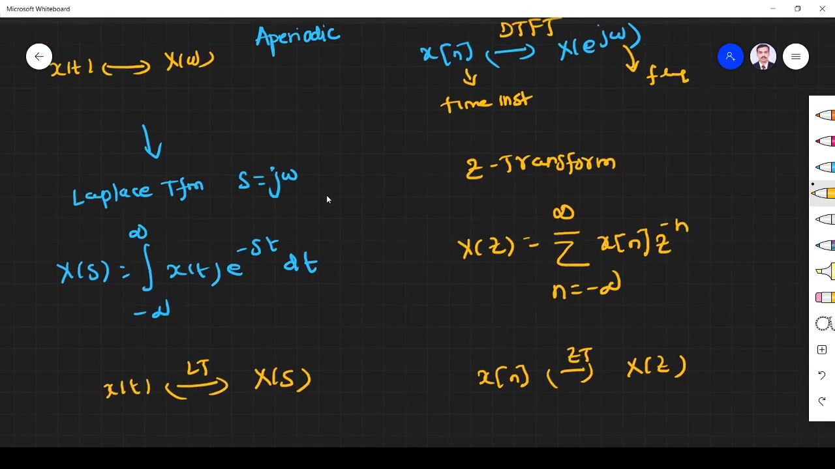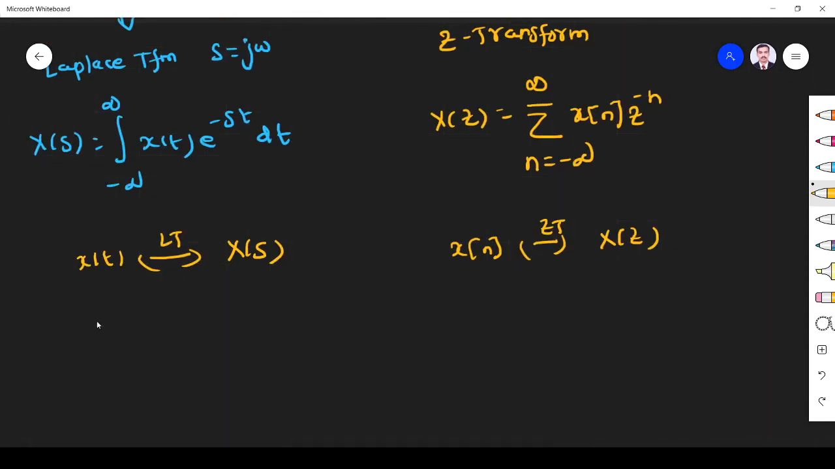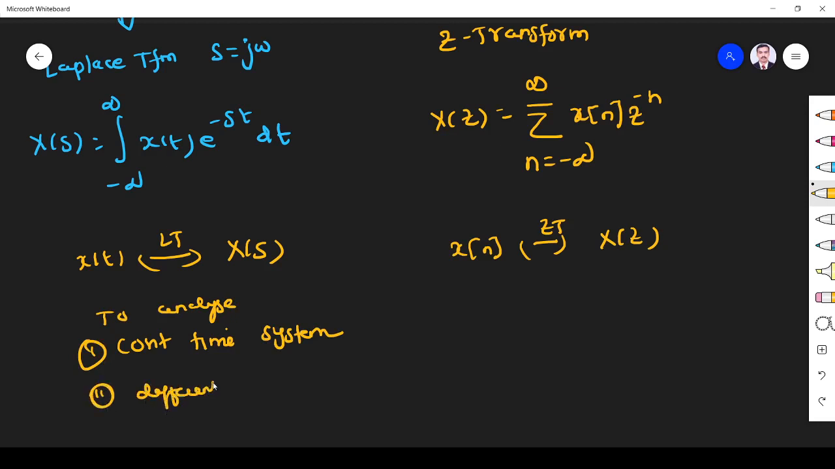Fine. Laplace transform is used to analyze continuous time systems. That is the main function of Laplace transform. And the second function is that it will convert a differential equation into an algebraic equation. That is a very, very important application of Laplace transform.